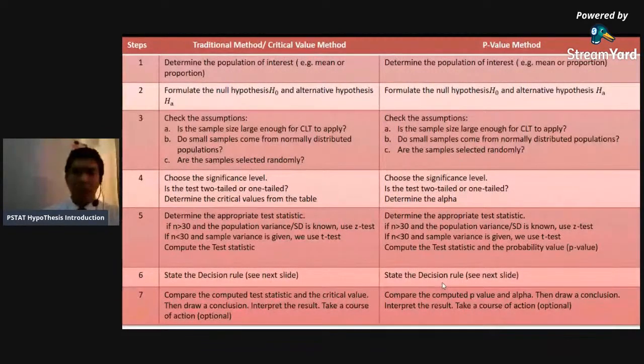Six is the decision rule, and the seventh one is to compare the test statistic and the critical value for the traditional method. For the p-value method, you compare the computed p-value and the alpha. Then draw a conclusion and interpret the result. Take a course of action. If you are doing an action research, you are obliged to do an action based on the findings. In your research later on, you are asked to give your recommendation on your findings.